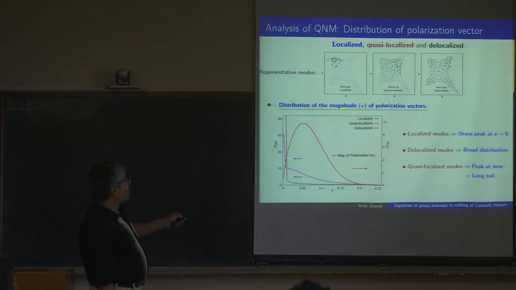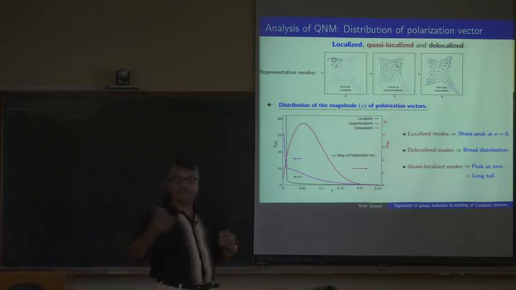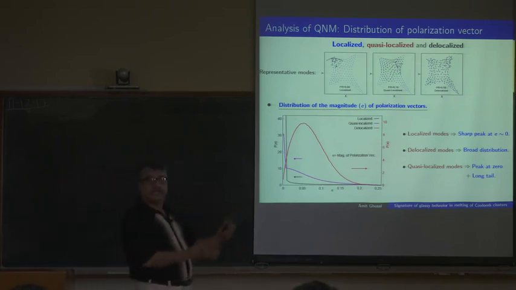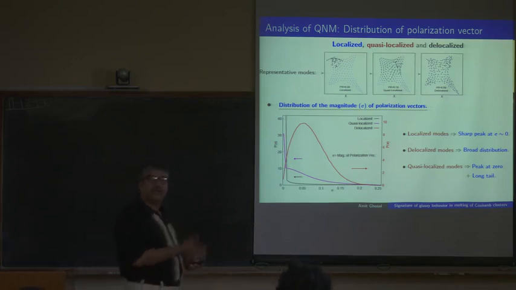If I plot the magnitude of the polarization vector for a delocalized mode, of course it is there everywhere, and the distribution looks like this. The one where it is localized is highly peaked near zero, with a very long and very small tail. That is strongly localized. The one you are calling quasi-localized is like a spanning cluster: you will have at least one spanning cluster moving across the system, yet there are many sites which are localized. That is why this distribution has a sharp peak here and then a flat tail. That turns out to be the quasi-localized mode.